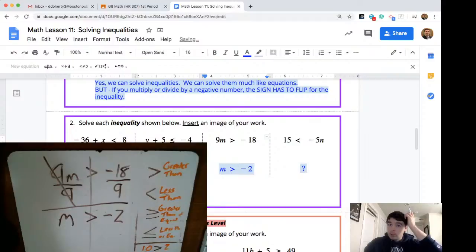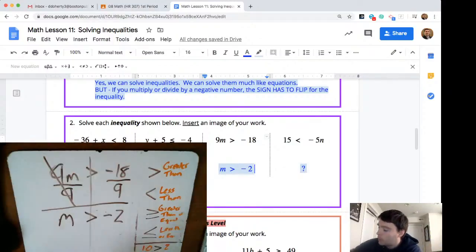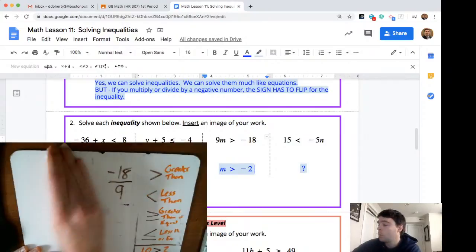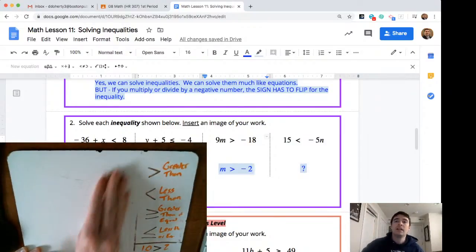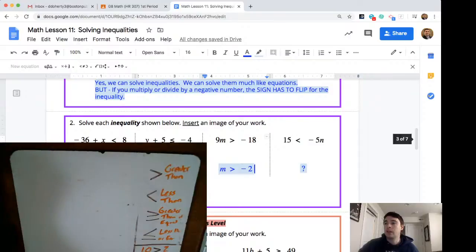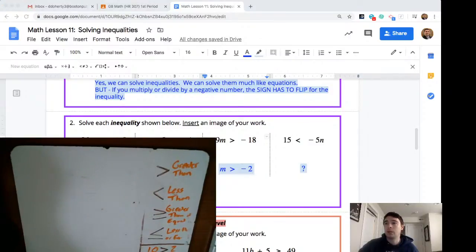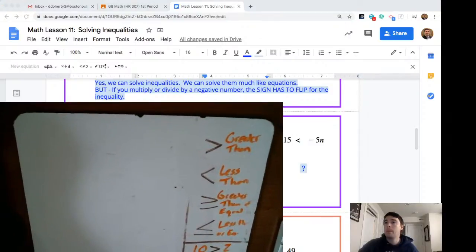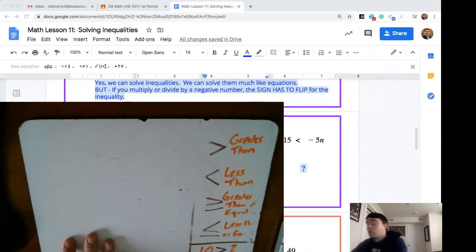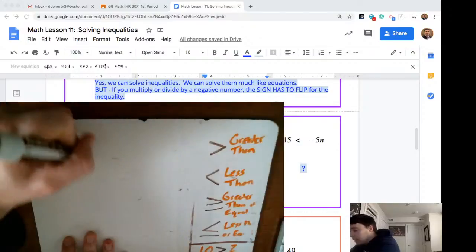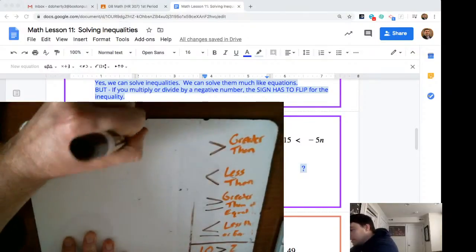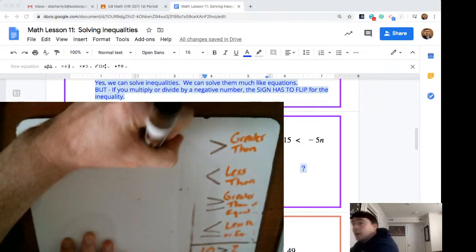And that moves us on to our last one here. Hopefully that makes sense. While I erase the whiteboard, we're now moving on to the final one for number 2. That says 15 is greater than negative 5 multiplied with n. So if 15 is greater than negative 5, it's less than. 15 is less than negative 5 multiplied with n.